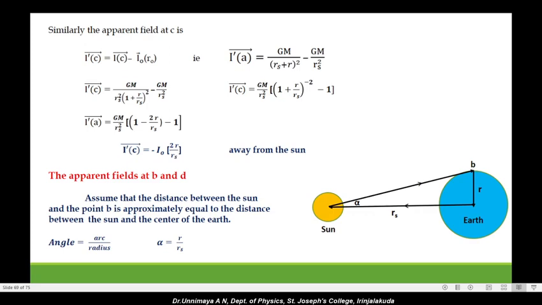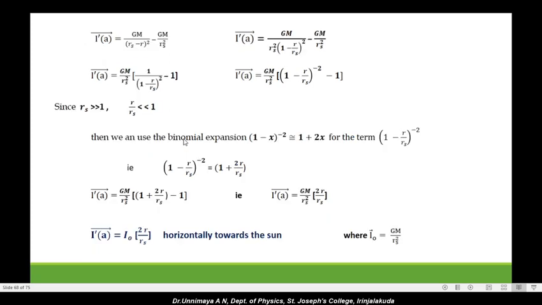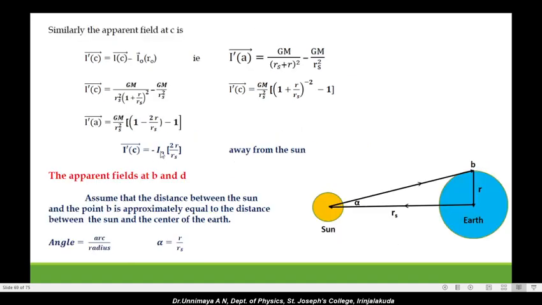This is away from the sun. This I prime C is minus I0 2R by RS. So instead of towards sun, this apparent field at the point C will be away from the sun. നമുക്ക് നേരത്തെ കിട്ടിയത് എന്തായിരുന്നു? Apparent field at A is I0 2R by RS. So that is towards sun. Here we get it as minus I0 2R by RS. That is just opposite to that of I prime A. So which means that this apparent field is away from the sun.